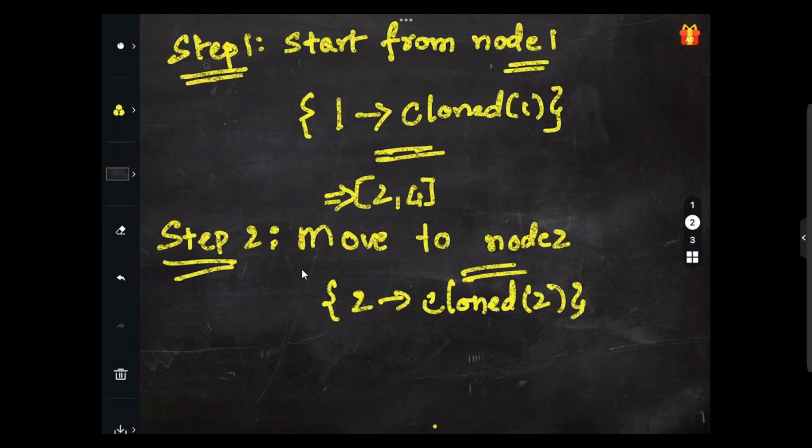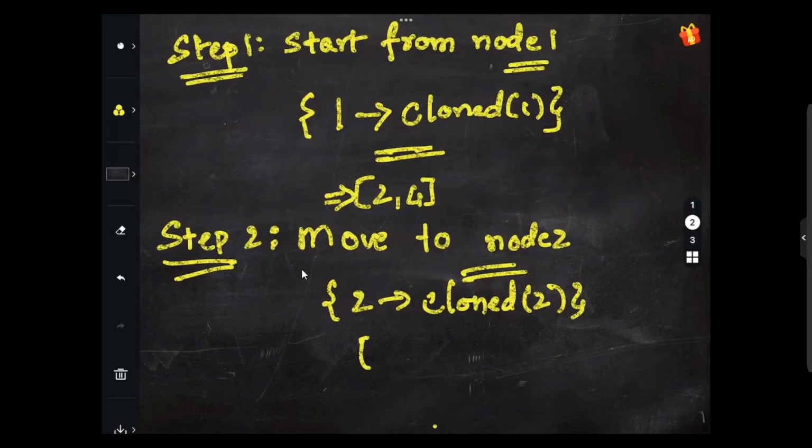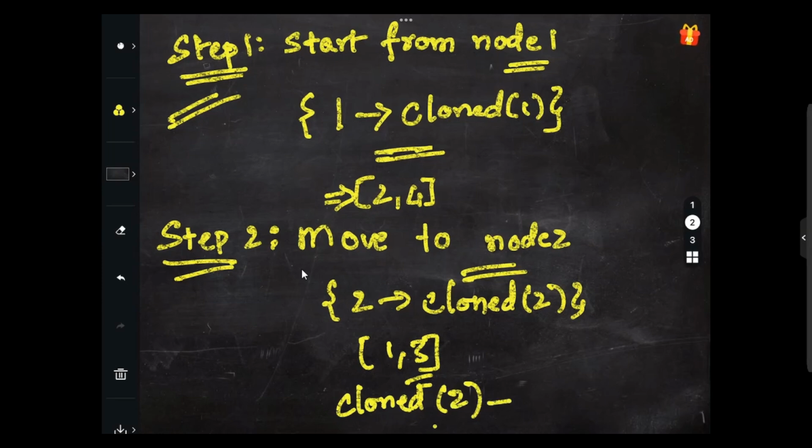This looks like this. So next we will visit its neighbors. For 2, the neighbors are 1 and 3, right? So we are visiting 1 and 3 here. This is fine. Since 1 is already cloned, we have already cloned 1, you can clearly see in step 1. Since 1 is already cloned, we will connect clone 2 to clone 1. So we are connecting clone 2 to this one, clone 1.